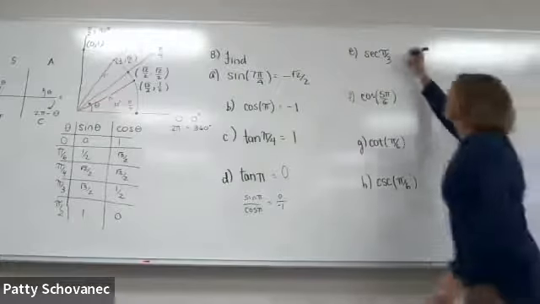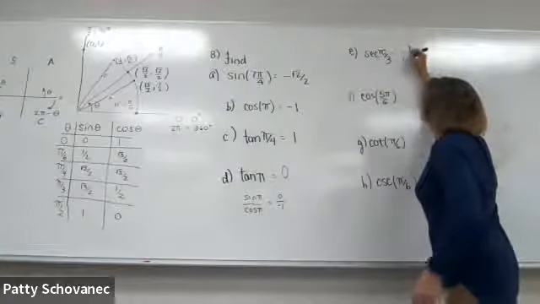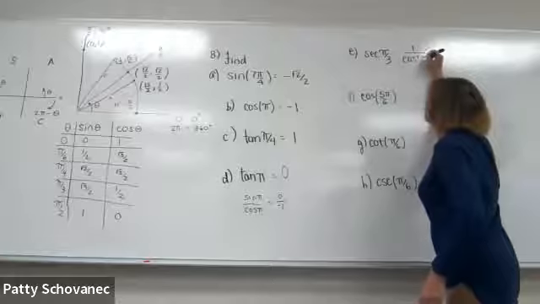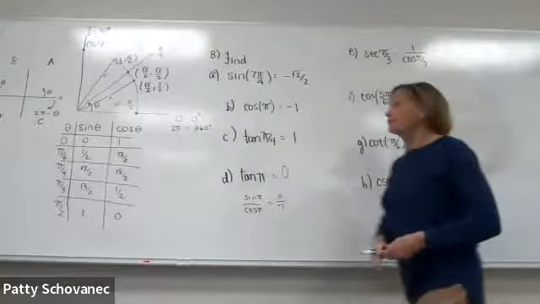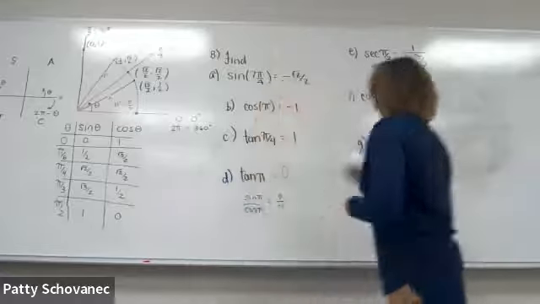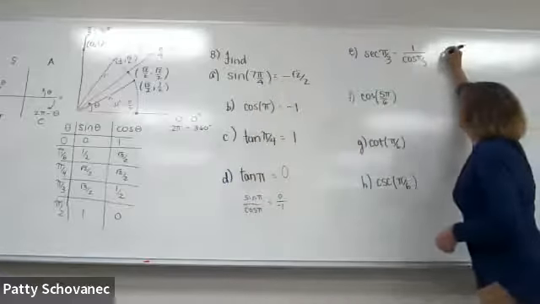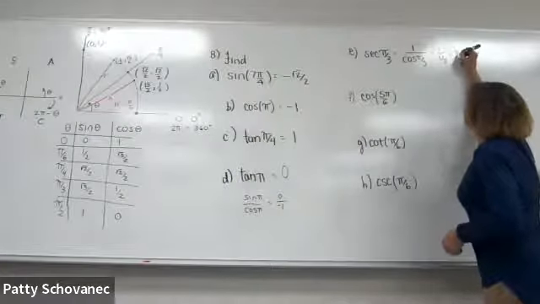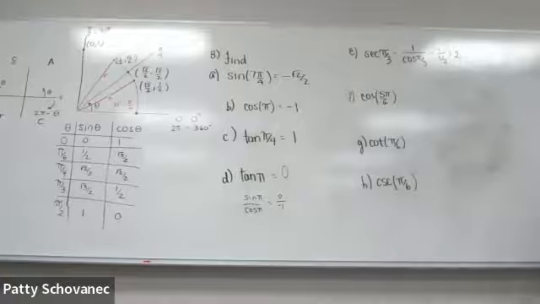Secant is 1 over the cosine. So the cosine of pi over 3 is 1/2. This is going to be 1 over 1/2. And that's going to be 2. Okay.